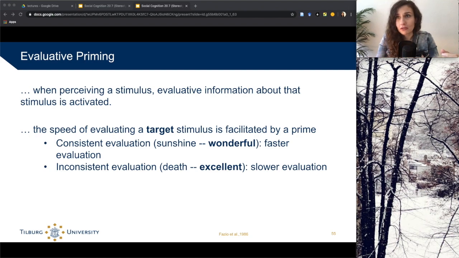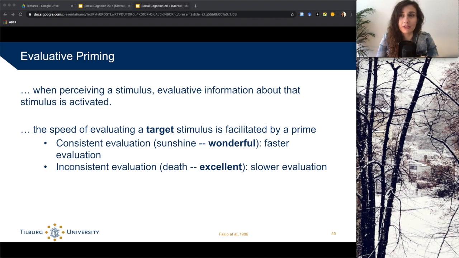And thereafter, the speed of evaluating a target stimulus, so not the same one that was the input, is facilitated by this prime. Information that is consistent is evaluated faster. For instance, if I prime you with the concept of sunshine, positive, and then the target stimulus is wonderful, you will be faster at reacting to wonderful than if the evaluation was inconsistent. And for this, I have an example below.